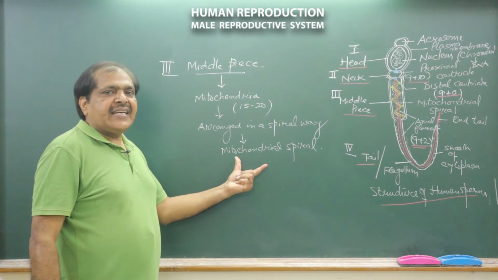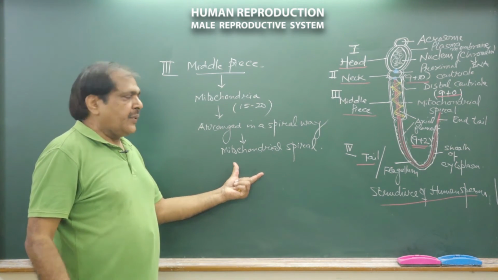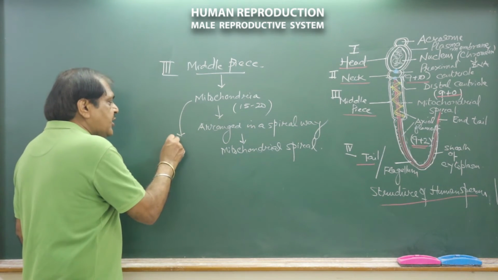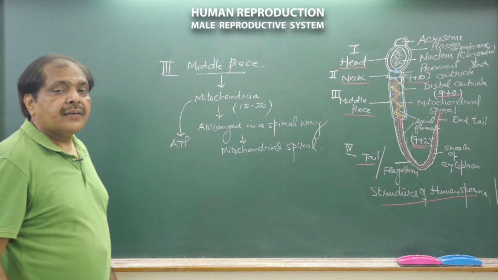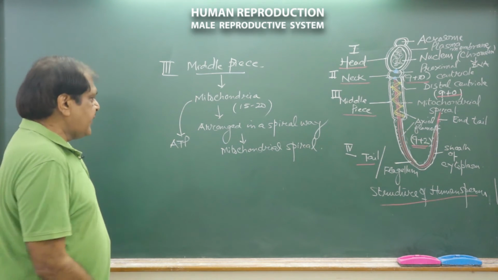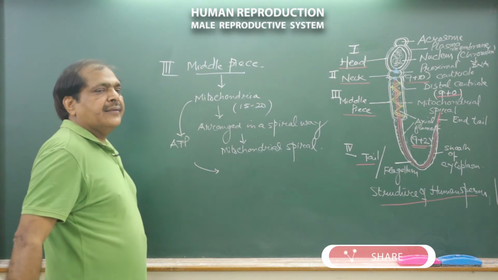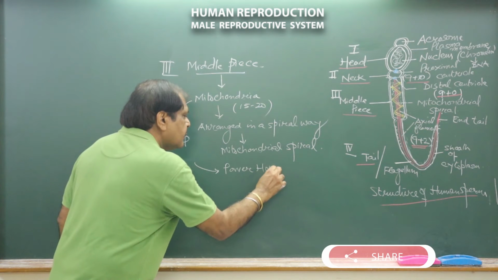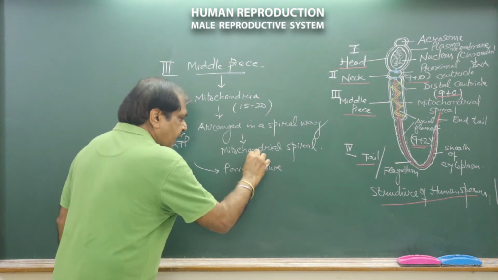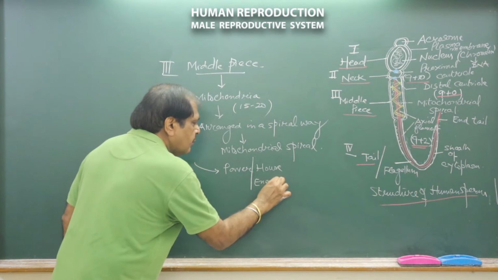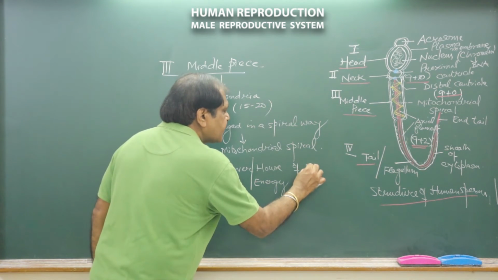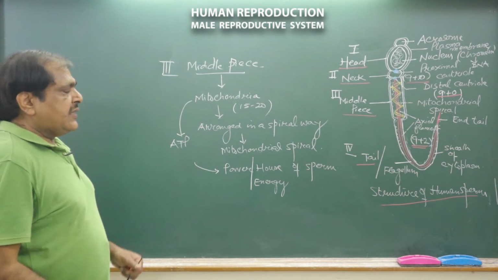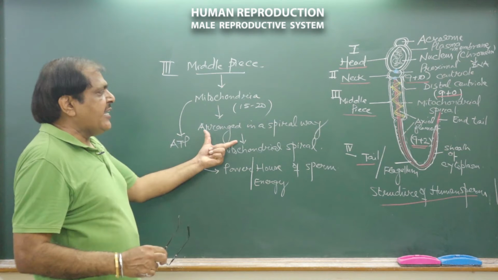Now, what is the function of these mitochondria? They will provide energy, ATP, for the movement of the sperm. Therefore, they are also called the powerhouse or energy house of the sperm. These mitochondria are arranged in a spiral way.